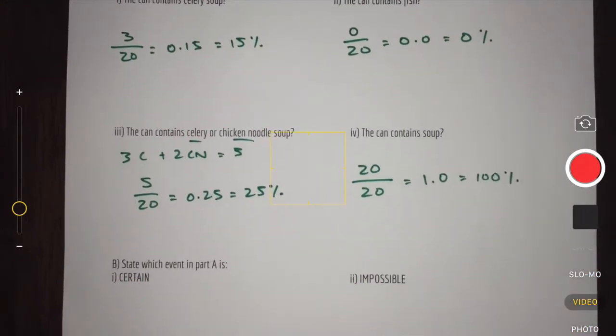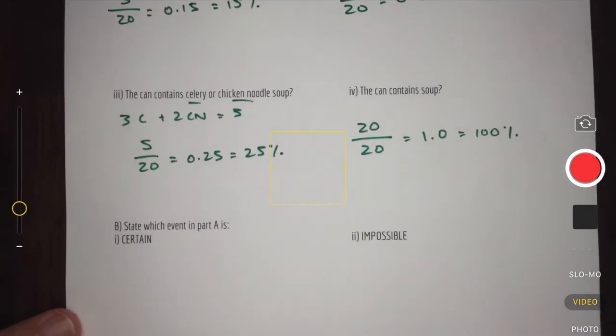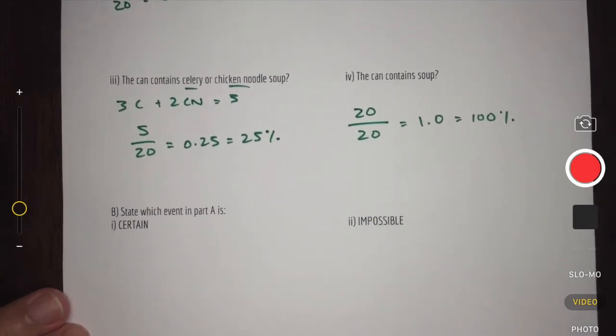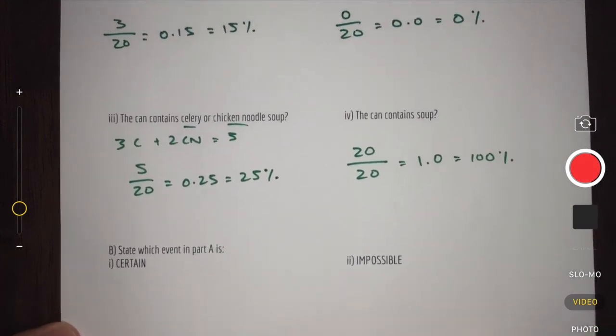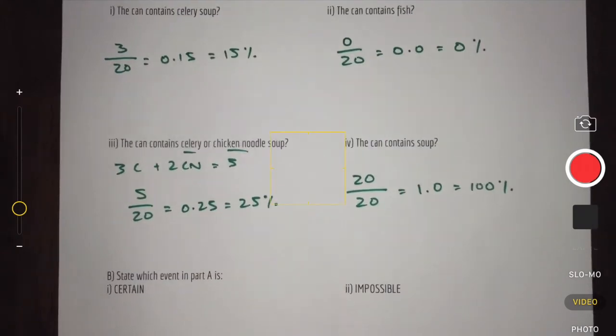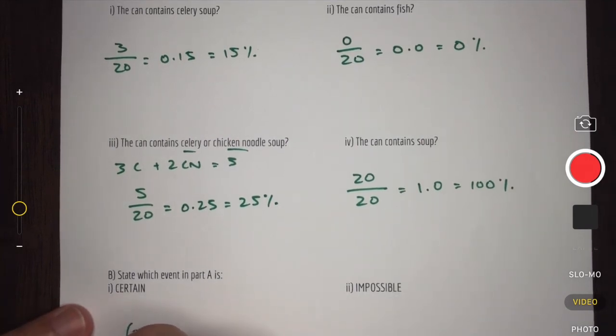Finally, down at the bottom of the page, thinking back to what we talked about earlier, if we take this and translate it into some words that would correlate to our numbers, state which event in part A is certain. So we have to think about which of these options in part A is going to give us a certain answer, or is going to be 100% true, and that of course would be part 4, that we can choose something that contains soup.